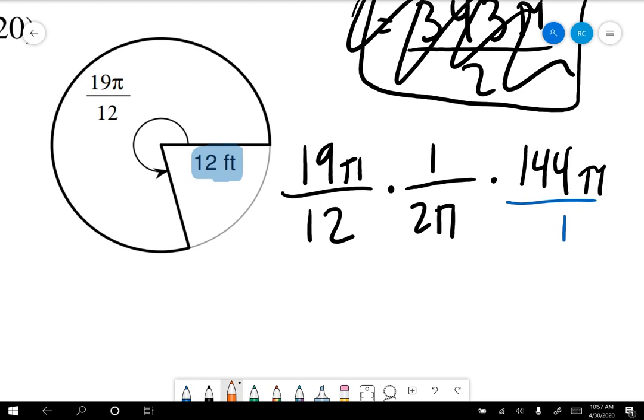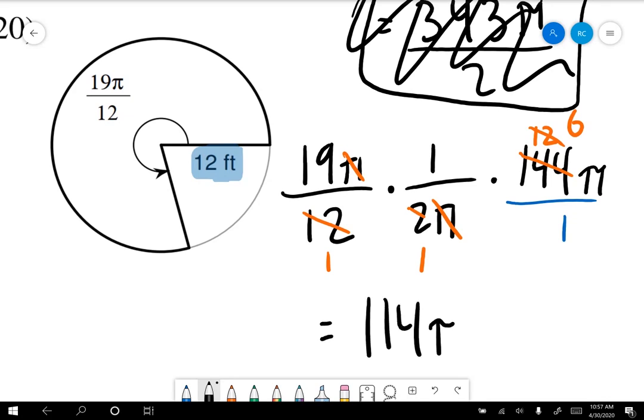Okay, let's do some canceling. Pi on the top, pi on the bottom. Pi divided by pi is 1, so that cancels out. 144 divided by 12 is 12. 12 divided by 2 is 6. So we end up with 19 times 6 pi. Let's see, 20 times 6 is 120, minus 6 is 114. So we should get 114 pi square feet.